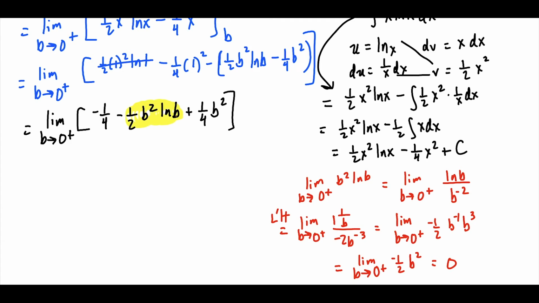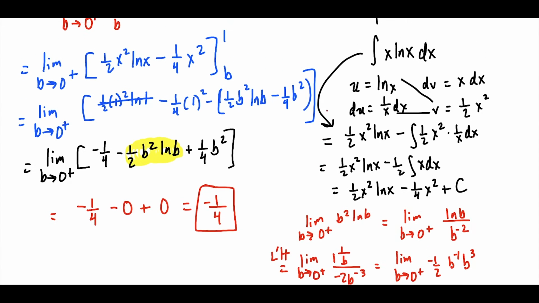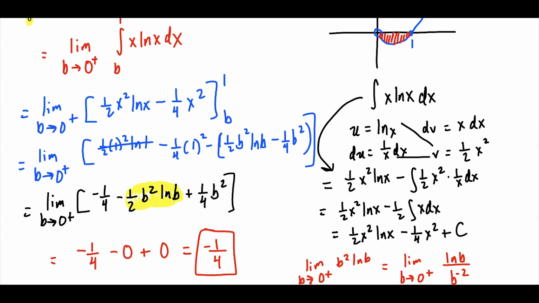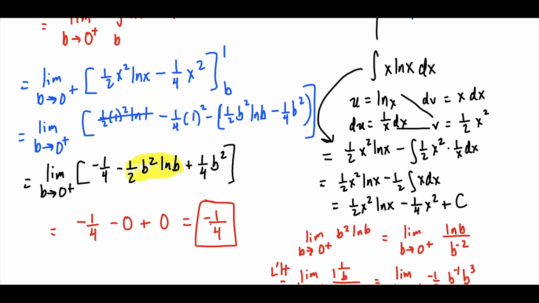So this term here actually goes to 0, which means the entire limit is going to be negative 1/4 minus 0, because once again, this term converges to 0, and then plus 1/4 times 0 squared is 0. So the area converges to negative 1/4, or we should say the signed area converges, because remember, this part of the graph was under the x-axis, so it makes sense that our answer comes out negative here.